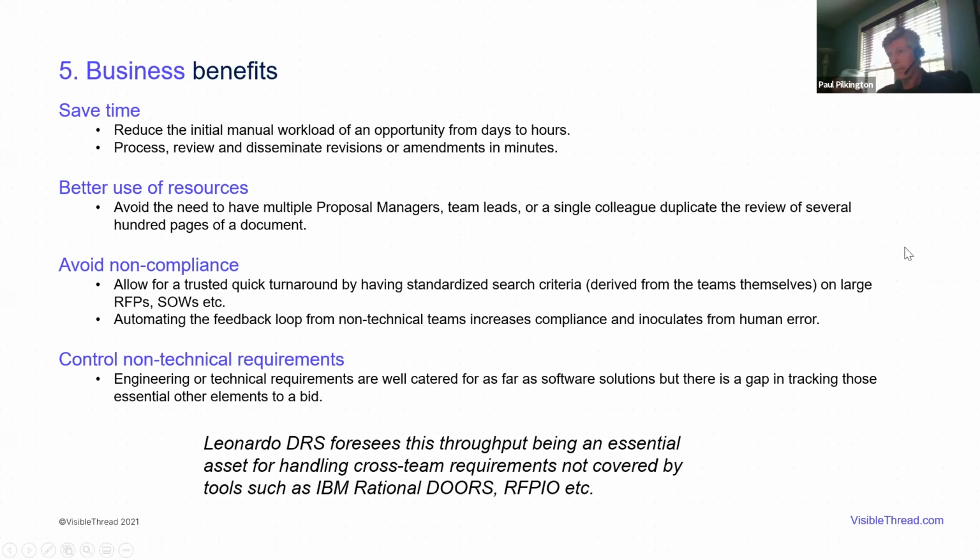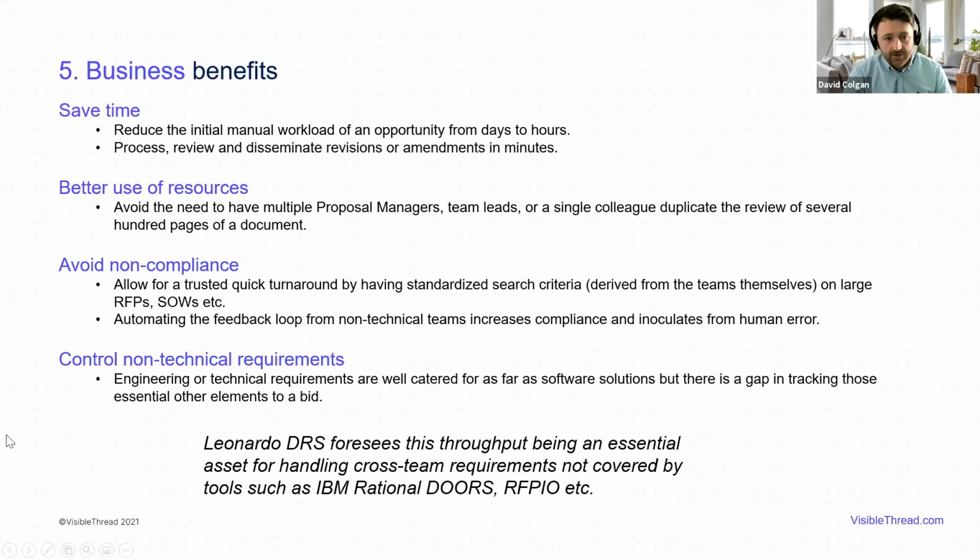But so some of the business benefits to essentially being able to use VisibleThread, both for your shredding and alongside with the macro, is we're saving time. So that manual workload per opportunity, we're breaking that down from days to hours in shredding. The process review and then disseminating the amendments, that can now be done in minutes, and all you need to do is adjust that instructions tab.